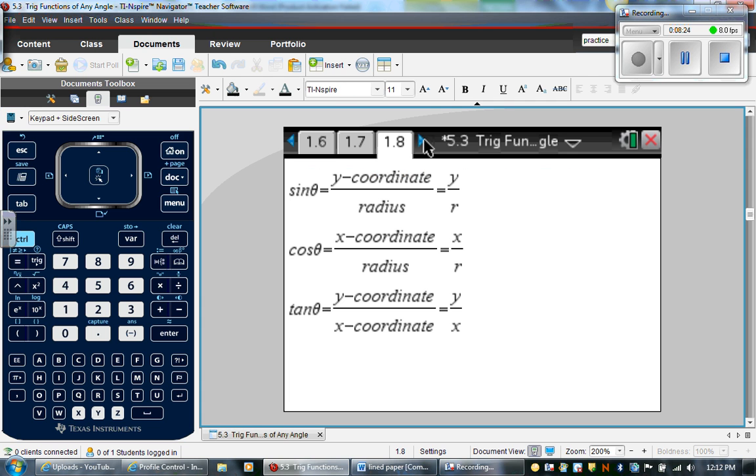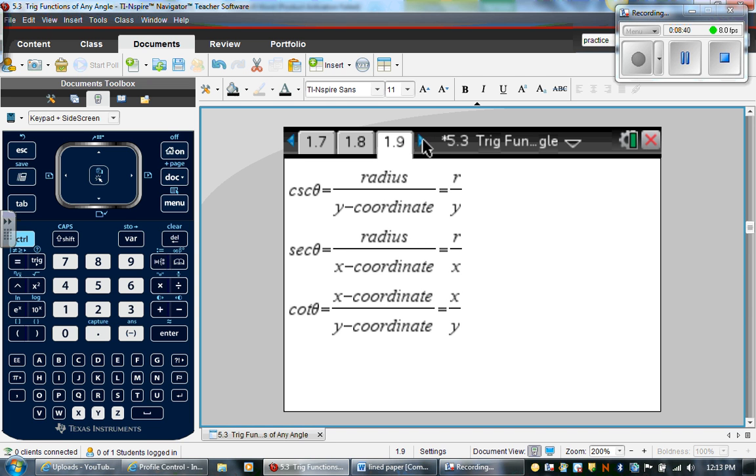as such. Sine is your y-coordinate divided by your radius. Cosine is your x-coordinate divided by your radius. And tangent is your y-coordinate divided by your x-coordinate. Okay, similarly, we have our reciprocal trig functions, cosecant, which is just going to be the reciprocal of sine. Radius divided by your y-coordinate, secant, radius divided by your x-coordinate, and cotangent, x-coordinate divided by your y-coordinate.